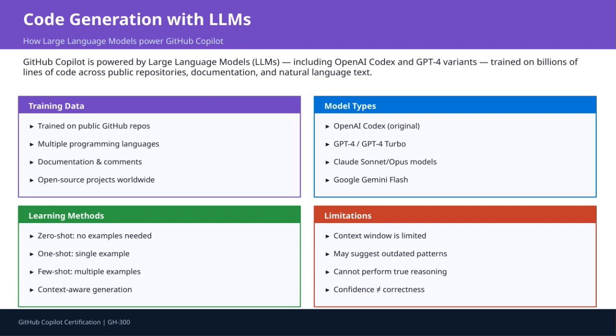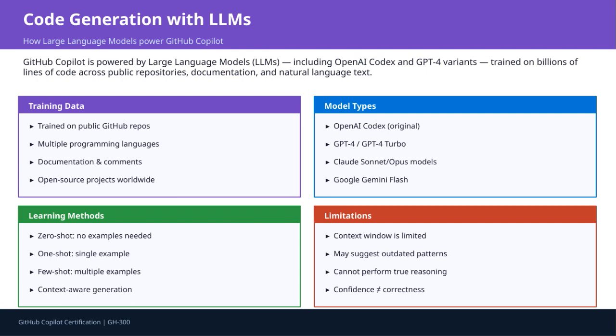When it comes to how these models learn and generate code, they use different methods. Zero-shot generation means the model can respond without any examples. One-shot uses a single example for guidance, and few-shot relies on multiple examples. The models are also context-aware, meaning they consider the code environment they're working within to produce relevant suggestions.